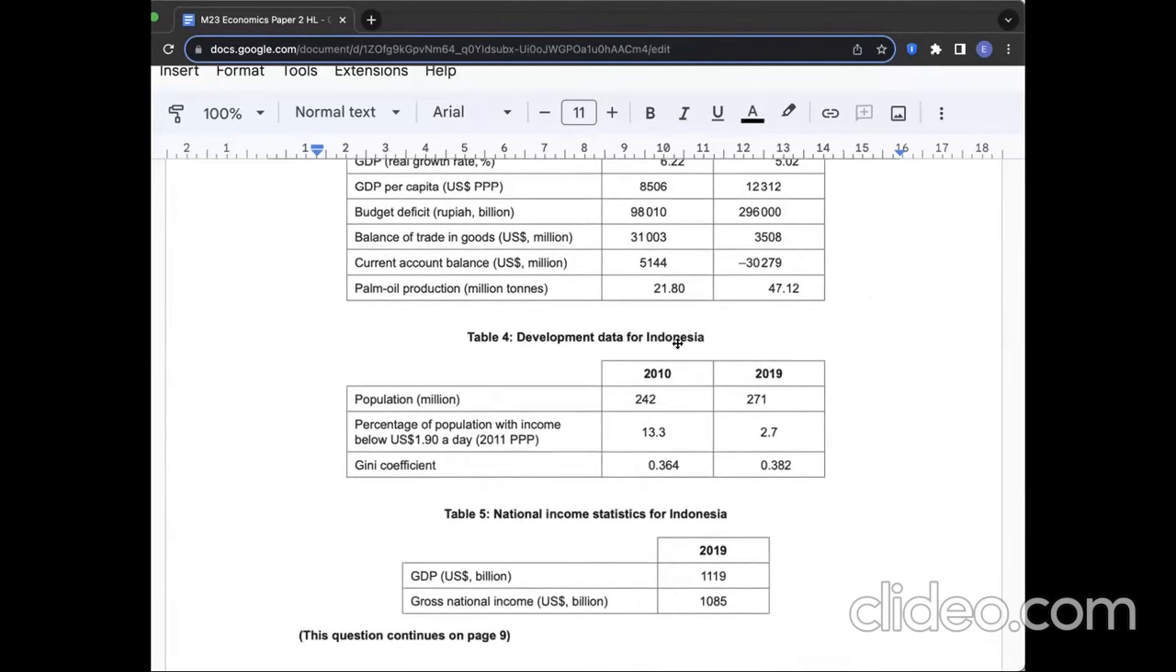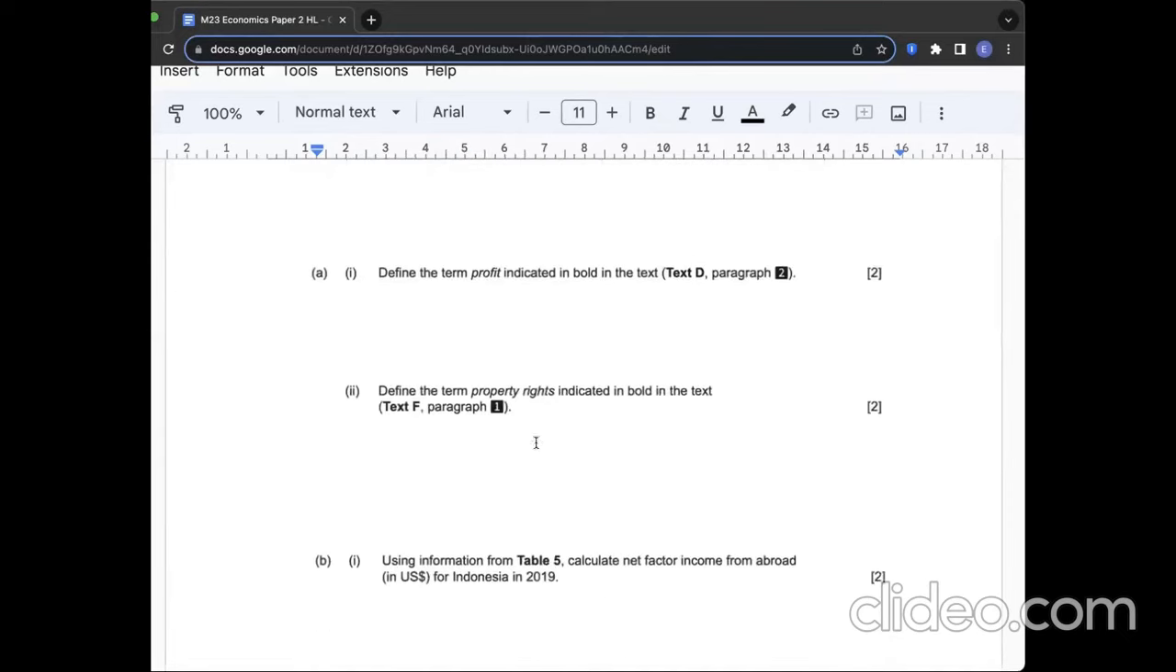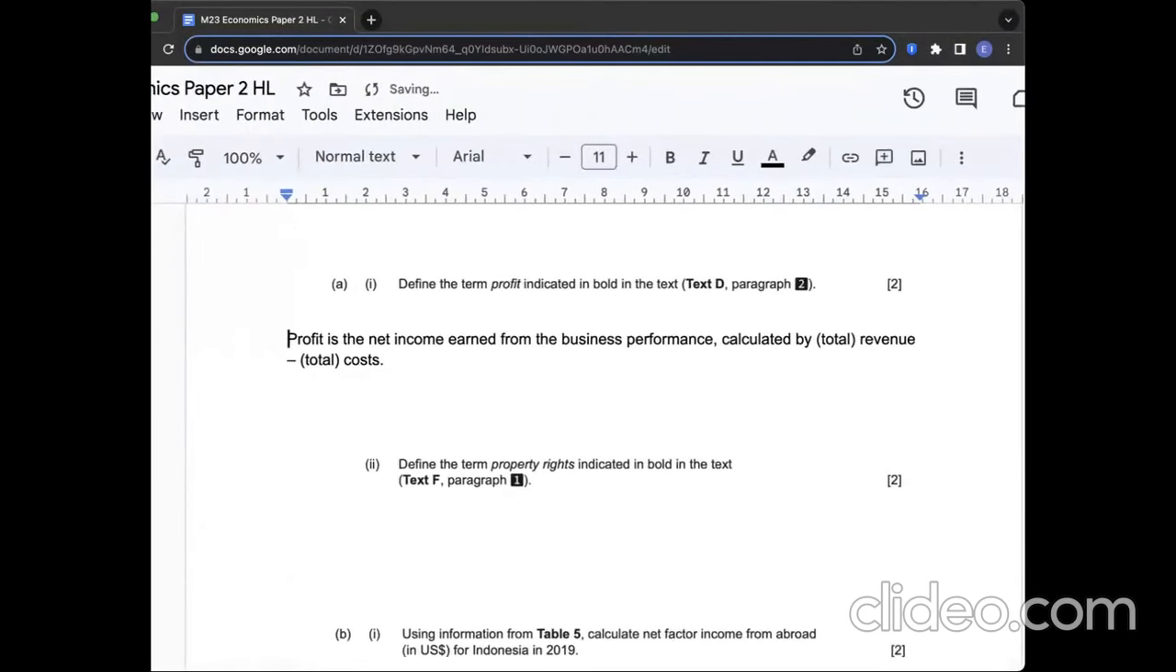And just like the Mexico information, here we've got the development stage data too: population growing, income. So the situation is getting better. Gini coefficient. Okay. GDP, GNI, yes. A1, the typical definition question. Define the term profit indicated in bold in the text. All right, profit, very simple. Profit is the net income earned from the business performance, which can be calculated by total revenue minus total cost.